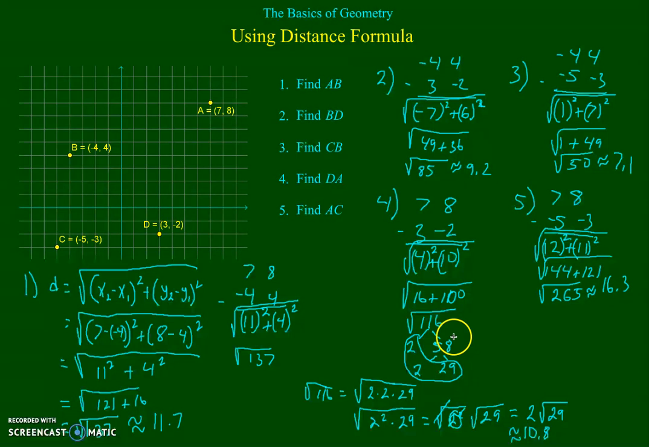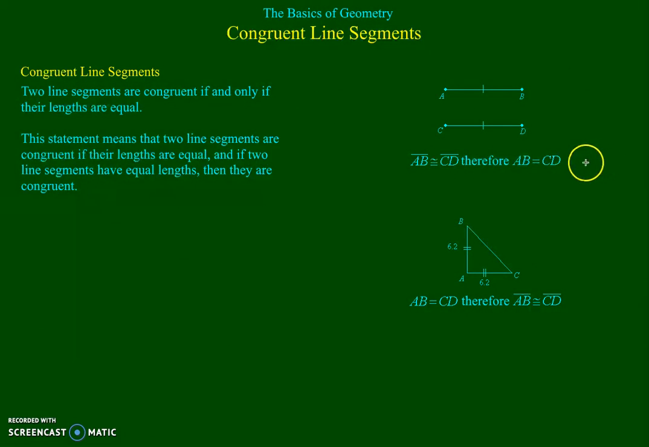Alright, let's move on to the next piece. We've been talking about the length of line segments. So let's consider segment AB and segment CD. If we find the length of these two segments, either by the ruler postulate or by the distance formula, and we find that the lengths are equal, then we would say that segment AB is congruent to segment CD. Again, here you can see that this segment, AB, is 6.2 and CD is 6.2. These two segments have the same length, therefore they are said to be congruent.